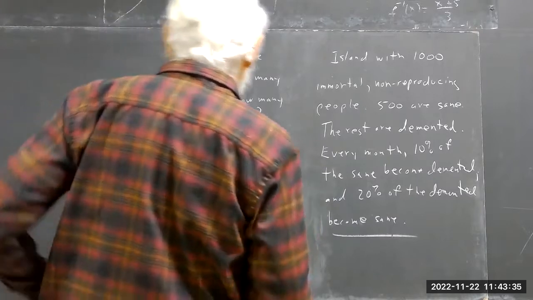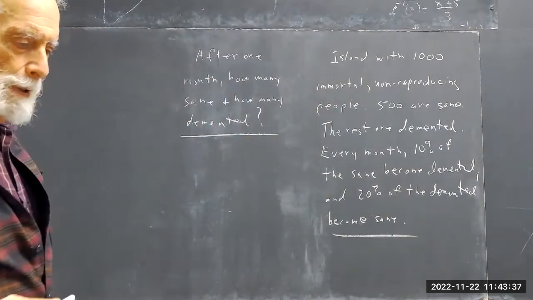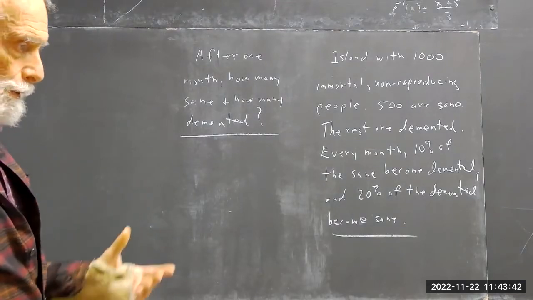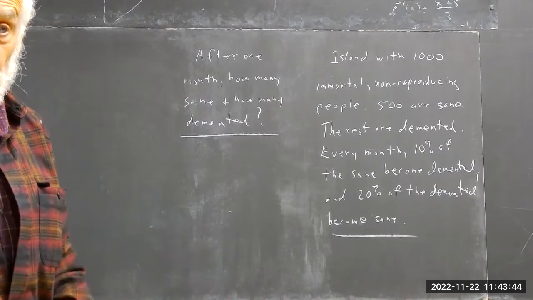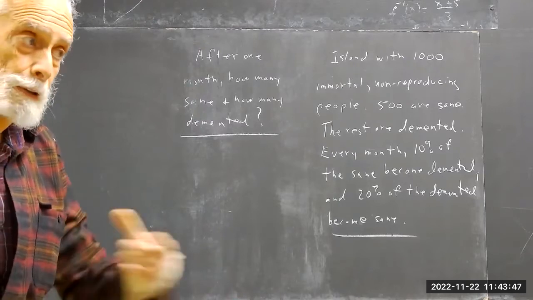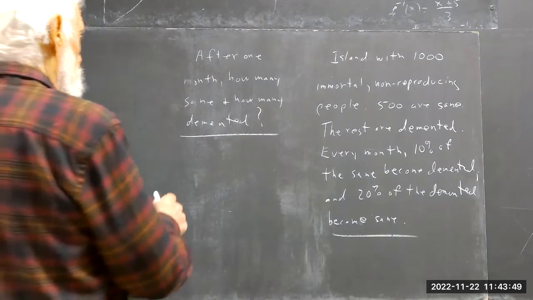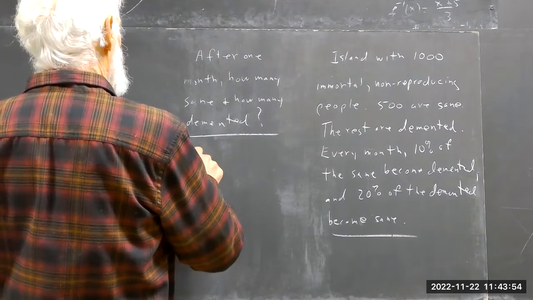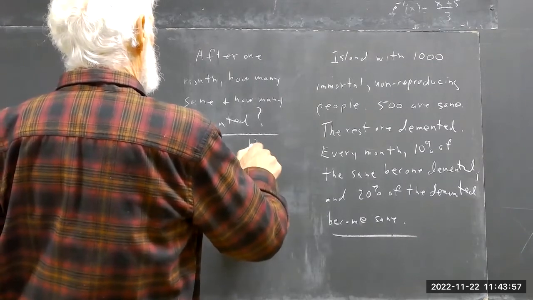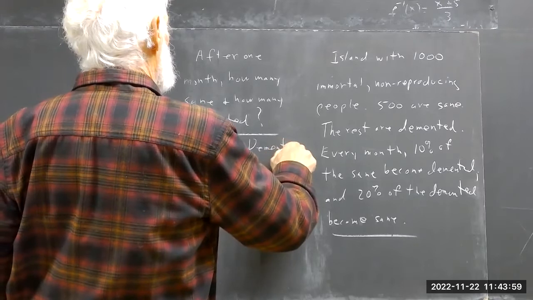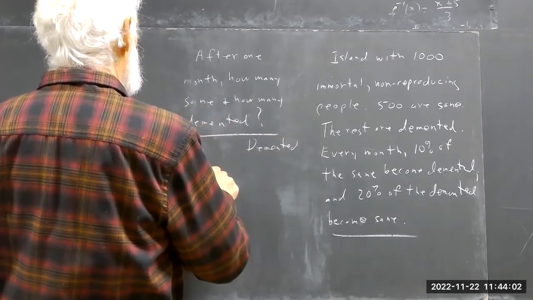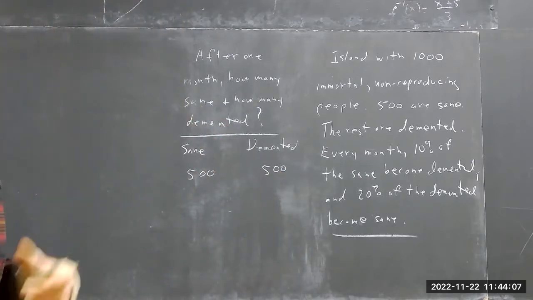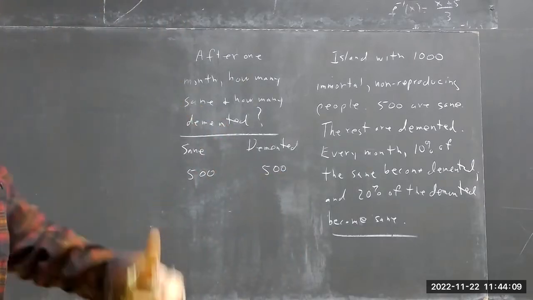Well, everybody did calculations equivalent to what I'm going to do here. I'm going to do it in a little different manner. Some people actually use the transition matrix, but I'm not going to introduce that just yet. Just going to say, okay, here you've got 500 sane and 500 demented. You know that 10% of the sane become demented.